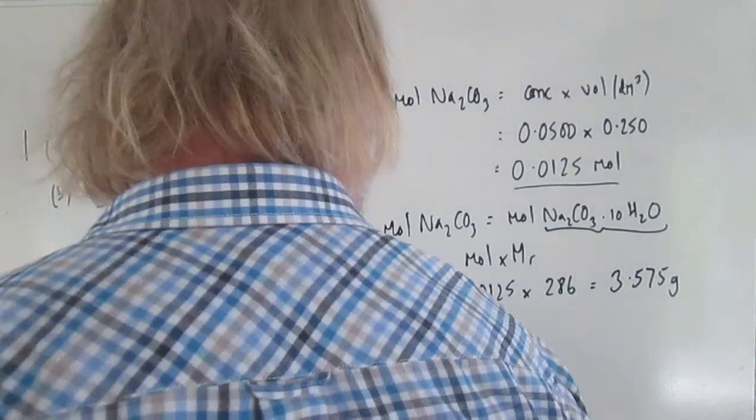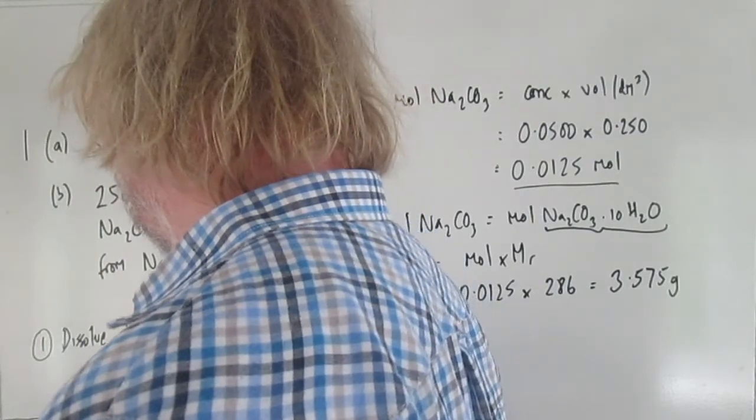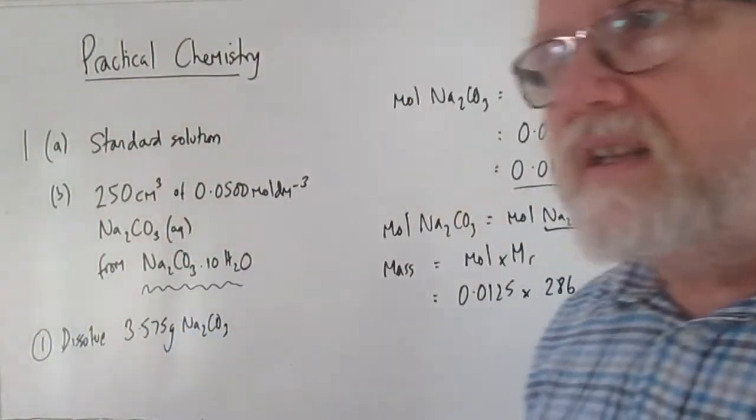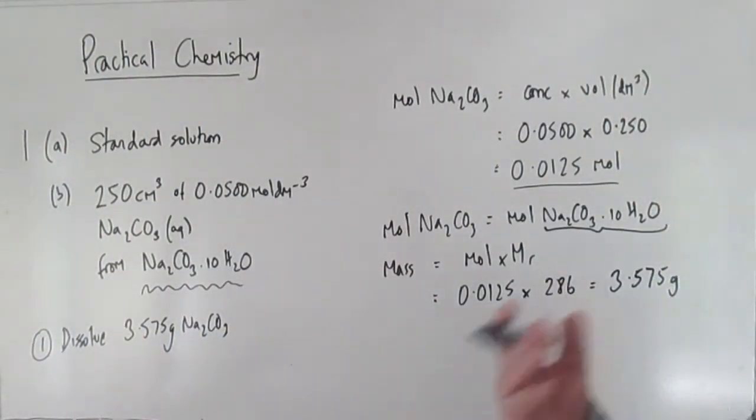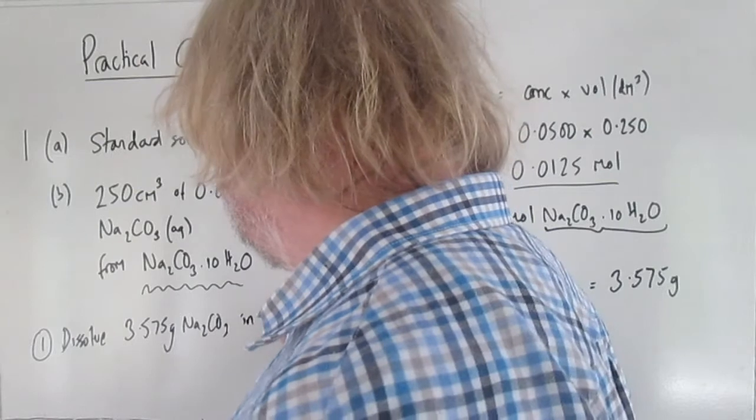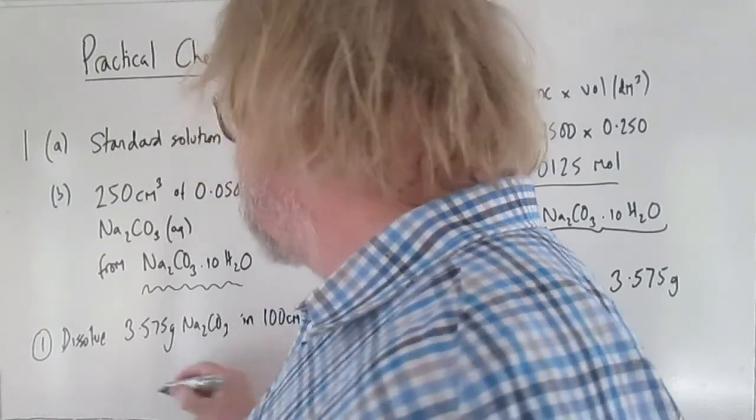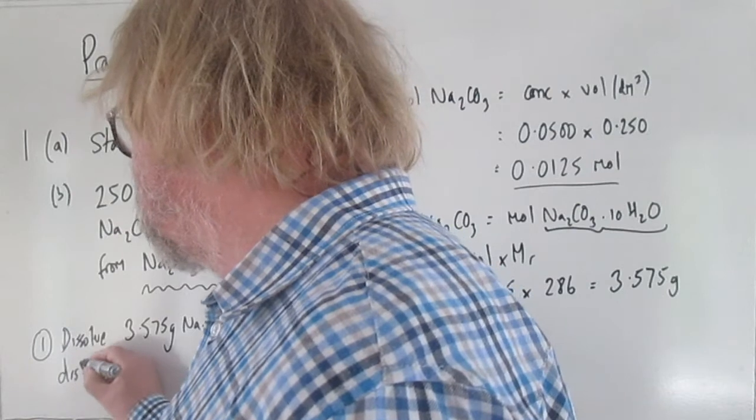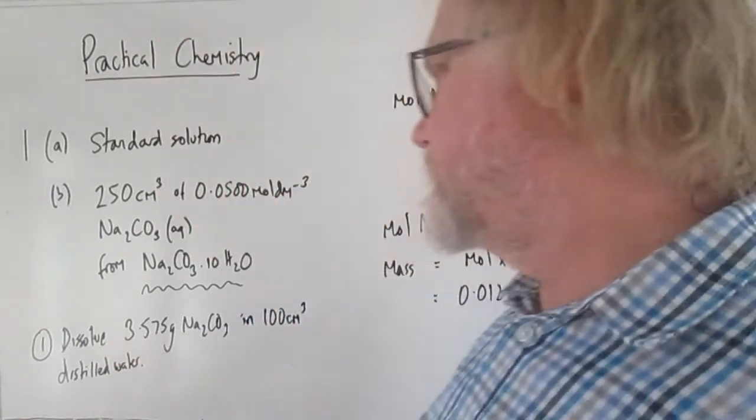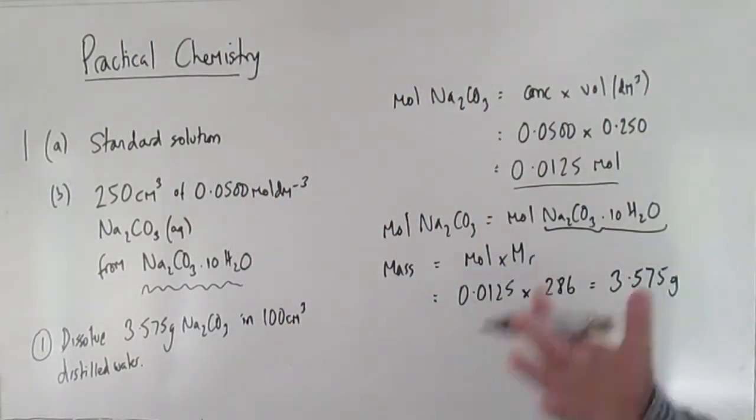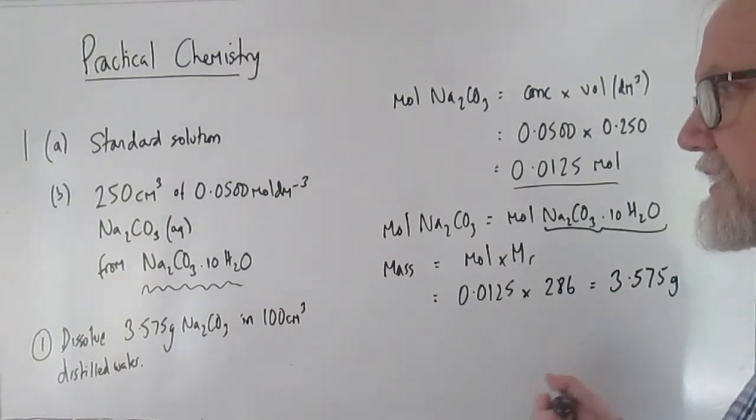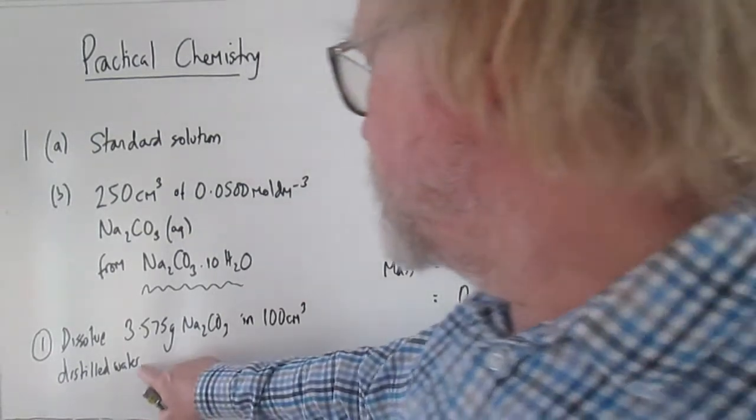your 3.575 grams of sodium carbonate in, and then just think of a number that's less than 250. They're not going to pick you up on anything. So something like 100 cm cubed is sensible. In 100 cm cubed, and you should specify distilled water rather than just water, because you're going for something very pure here, so you need to use high quality stuff, 100 cm cubed of distilled water. And I think you should probably say what sort of container you would do it in.